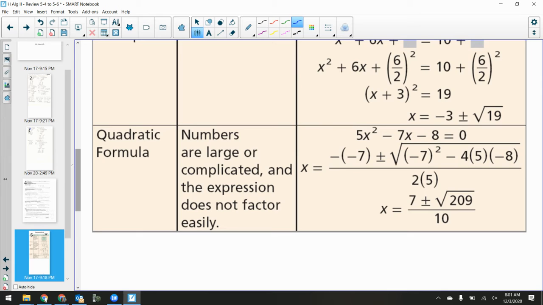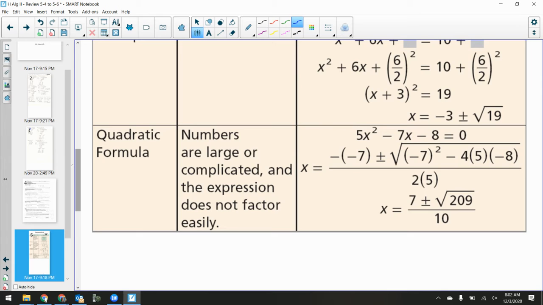See, this one is a very easy quadratic formula problem because the numbers, they're big, and they end up being a non-perfect square, right? Or a number that doesn't even reduce easily. It's almost like the more complicated the problem, the more it lends itself to doing the quadratic formula. Okay? The numbers are large or complicated, the expression does not factor easily.